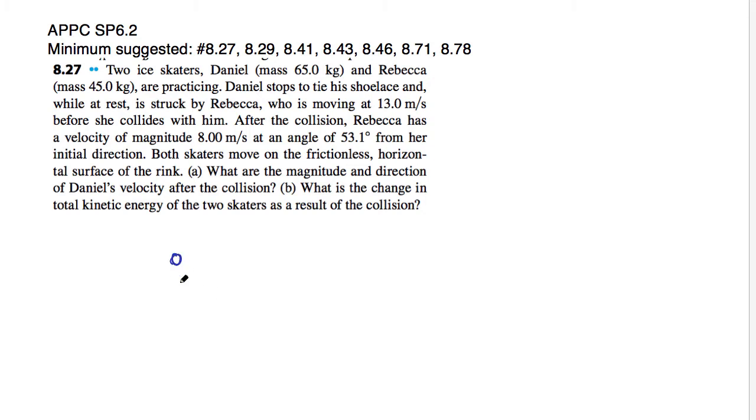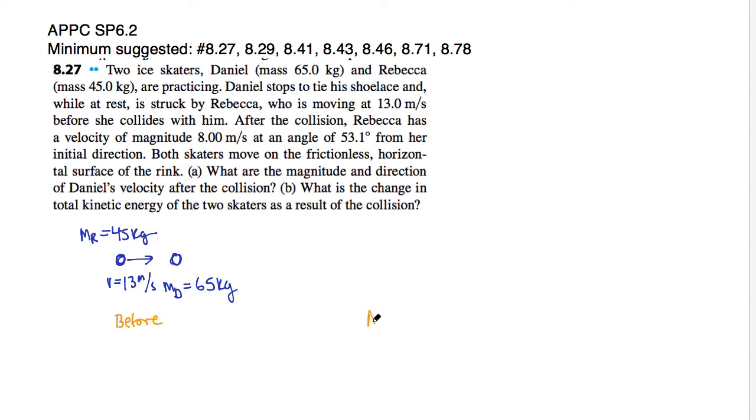One, Daniel, has a mass of 65 kilograms and is struck by another skater, Rebecca, who is moving toward Daniel and has a mass of 45 kilograms. And she is moving at 13 meters per second. Now, it says after the collision, so this entire setup is for before the collision.